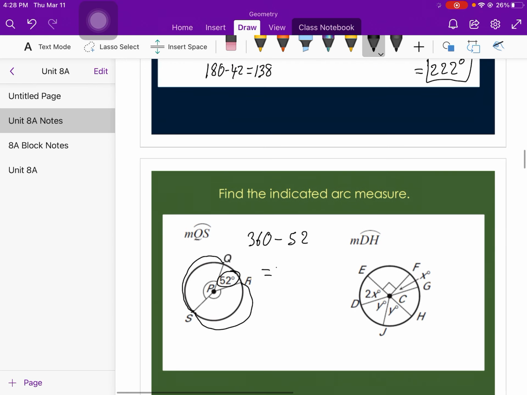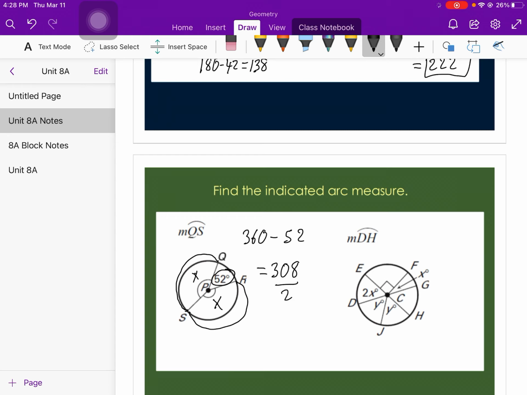is going to be 308. And if these are the same, we could call them both X. Well, if they're the same, we can just cut this in half. So we're going to get QS is equal to 154 degrees.